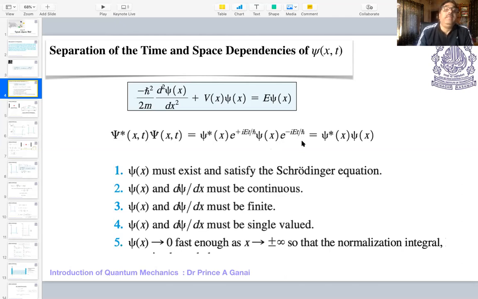We also said that the wave function has to satisfy certain conditions: the wave function must exist and should satisfy the Schrodinger equation, the wave function and its derivative must be continuous, the wave function and its derivative must be finite, and they should be single valued. The wave function should also be square integrable, and that demands that psi(x) should go to 0 fast enough as x goes to plus minus infinity.